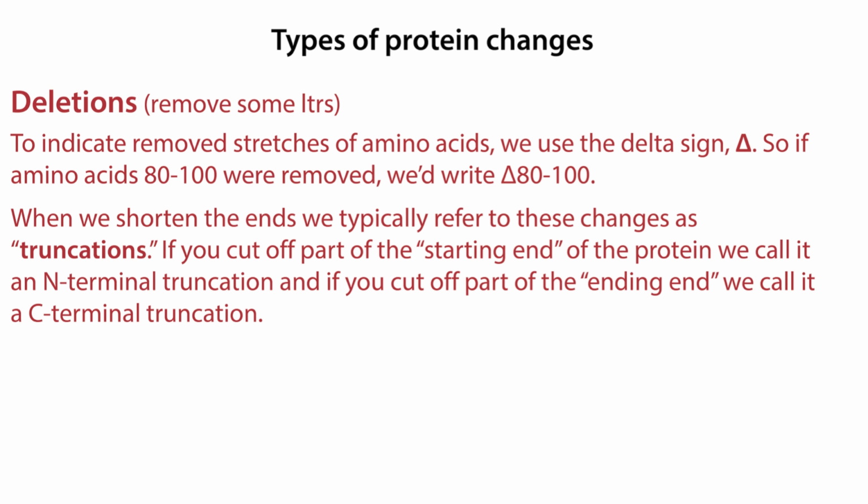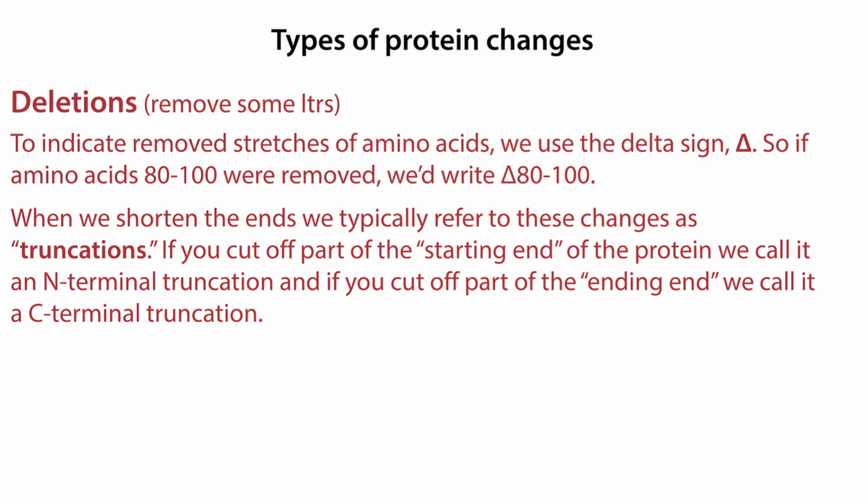So if you cut off the starting end, we call it an N-terminal truncation. And if you cut off part of the ending end, we call it a C-terminal truncation, because we talk about proteins as going from the N-terminus to the C-terminus. And note that I'm using terminus, so the ends are called termini, or each is called a terminus, not a terminal. And so you can have an N-terminal region and a C-terminal region, and you can have an N-terminal truncation or a C-terminal truncation, but those are happening at the N-terminus or the C-terminus if they're happening at the very, very end.